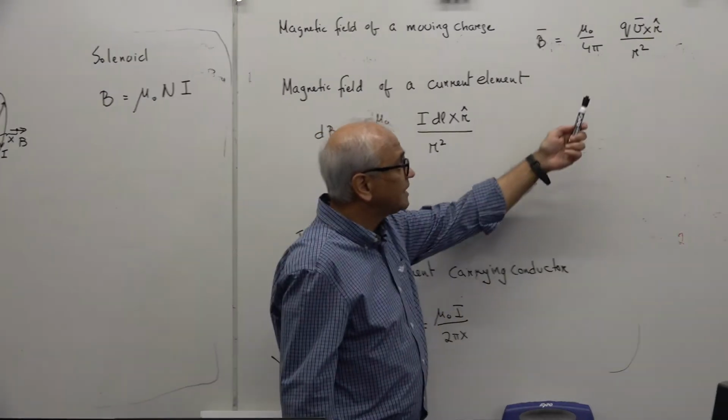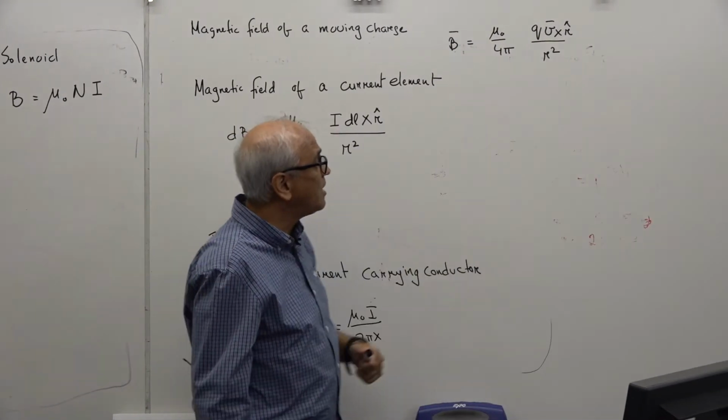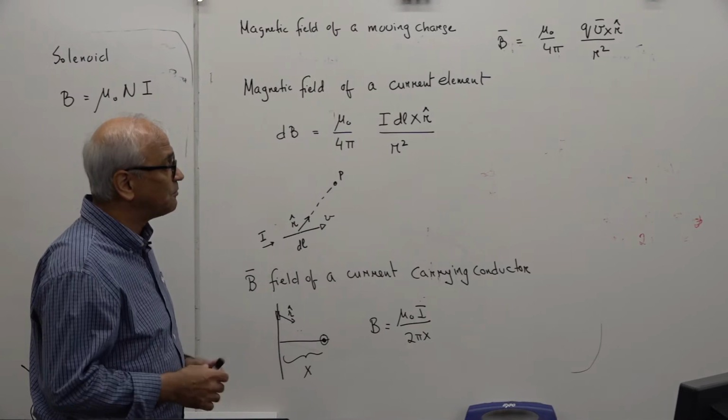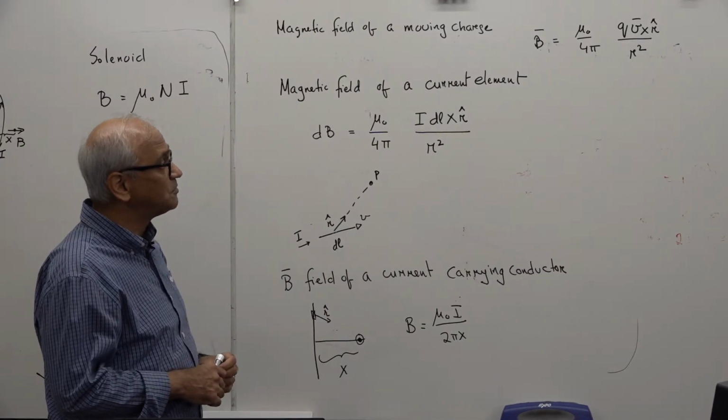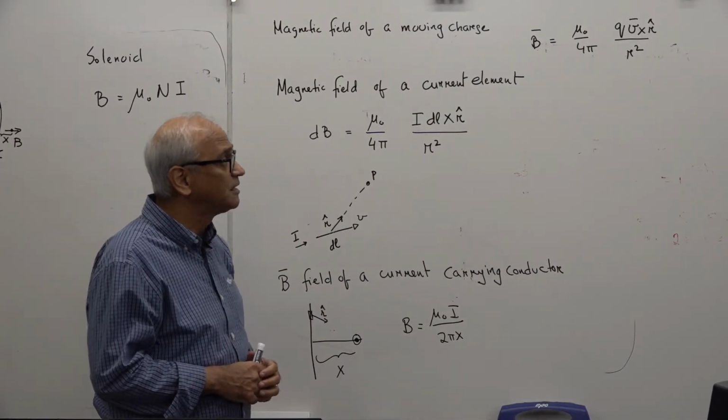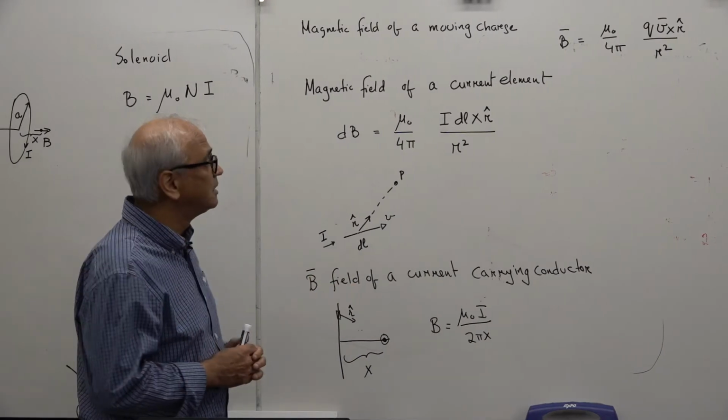And this goes as 1 over r squared. So the magnetic field drops away as 1 over r squared. It also depends on the velocity of the particle and also on the charge of the particle.